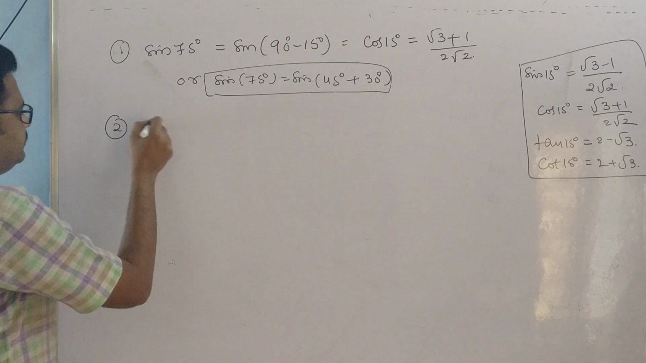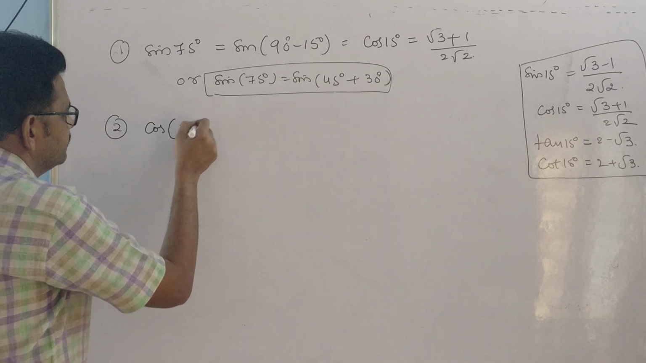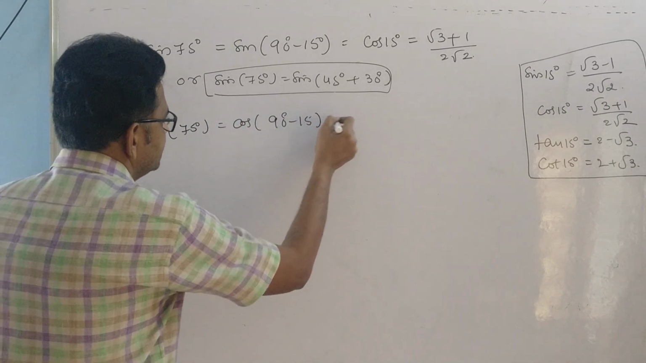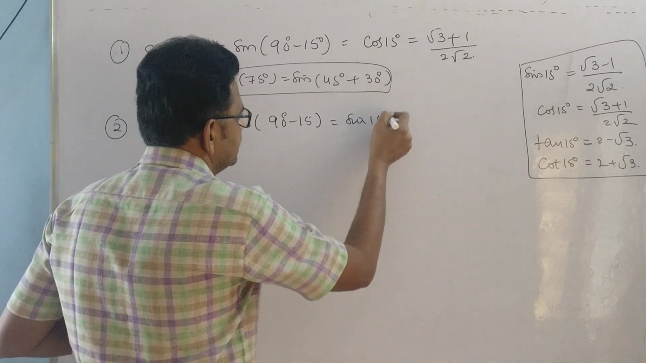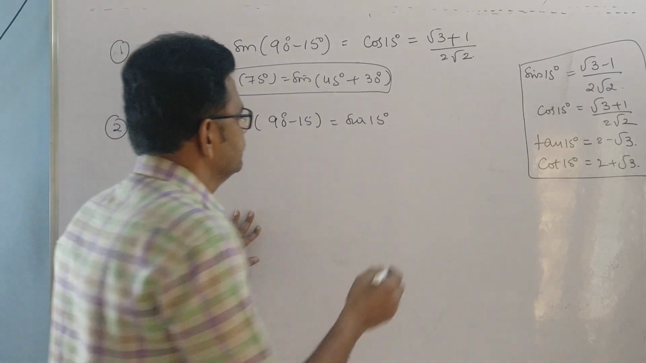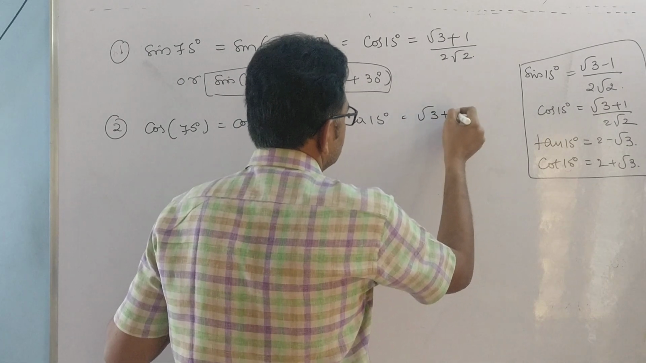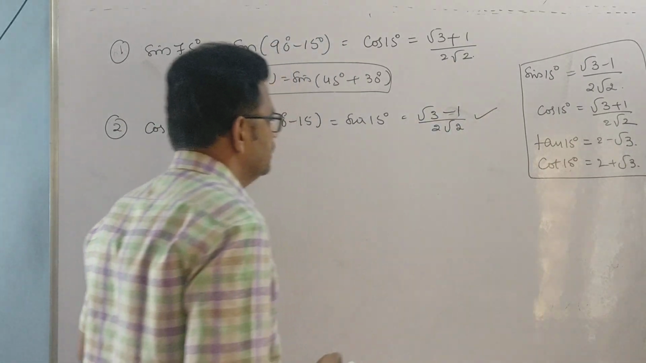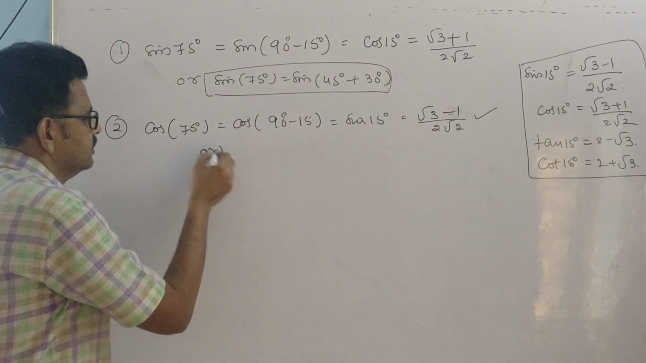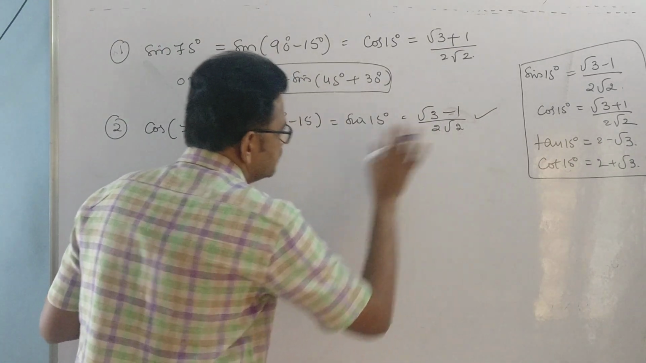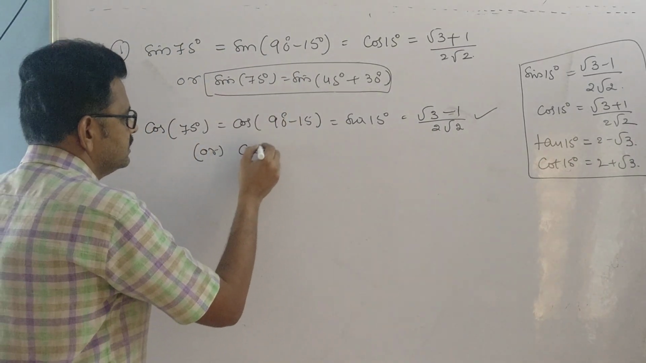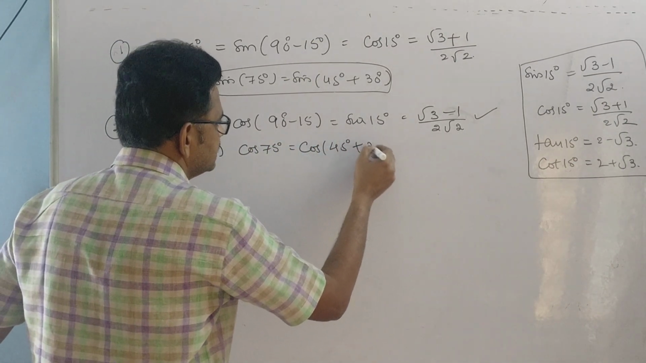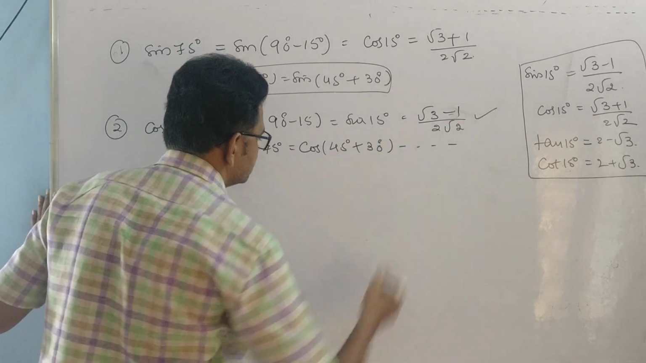Second one, cos of 75 degrees is equal to, you write cos of 90 degrees minus 15 degrees, which is sin 15 degrees. Cos of 90 minus theta is sin theta, that is equal to (root 3 minus 1) by 2 root 2. Or, if you forget this formula, you write cos 75 is equal to cos of 45 degrees plus 30 degrees and expand, and you get the same result.